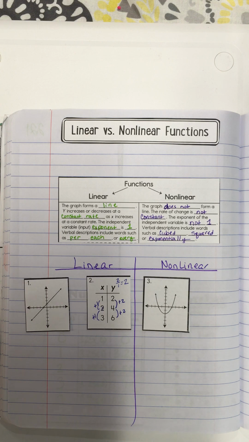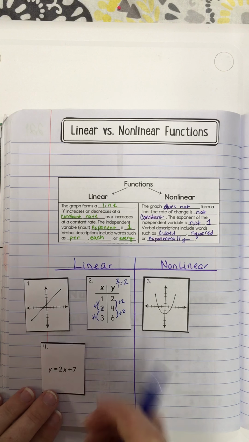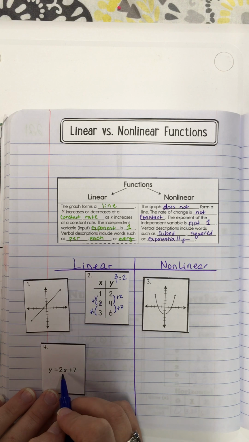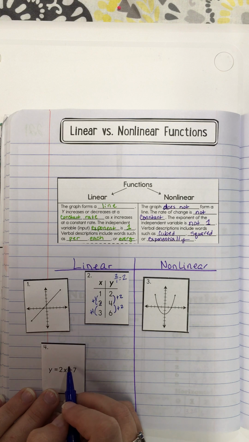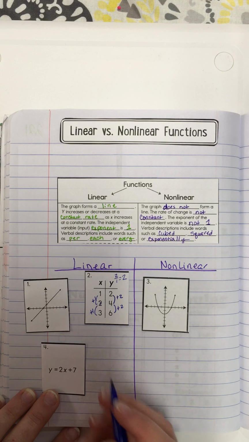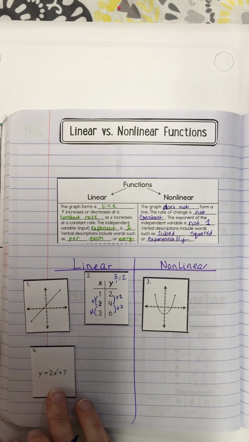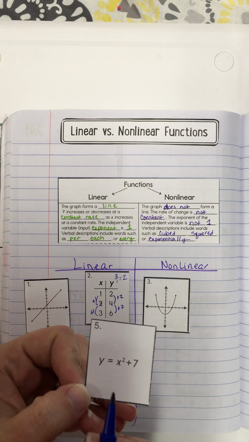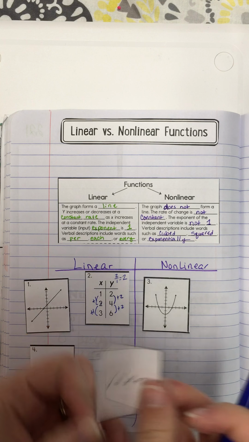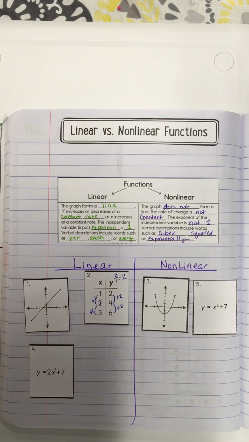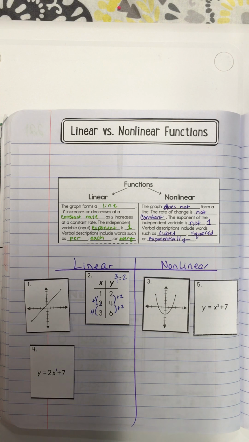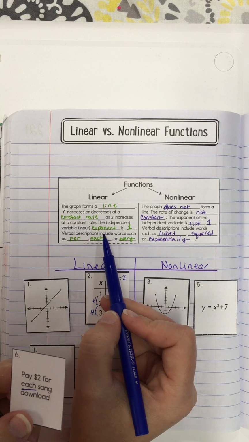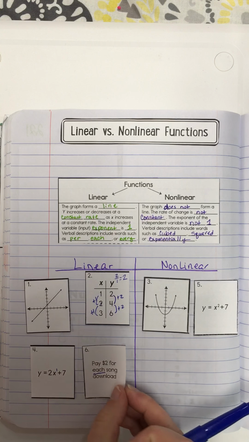Number 4, looking at your independent variable, which is your x, does it have an exponent of 1? If there's not an exponent there, it's an exponent of 1, so that is linear. Number 5, however, has an exponent on the independent variable of 2, so that's nonlinear. Okay. Number 6 says pays $2 for each song. Each is one of your words that tells you linear.